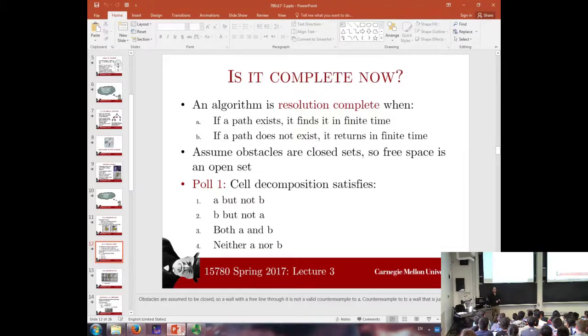So what's a really simple example for why B doesn't hold? Yeah. Free space compact or? So the free space is not compact because it's open. It's open.